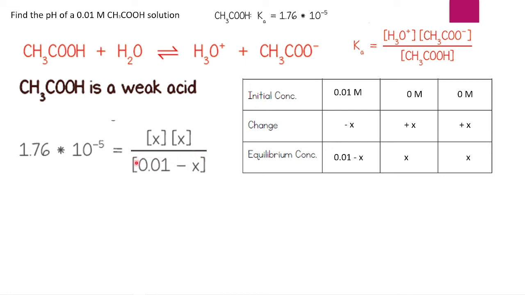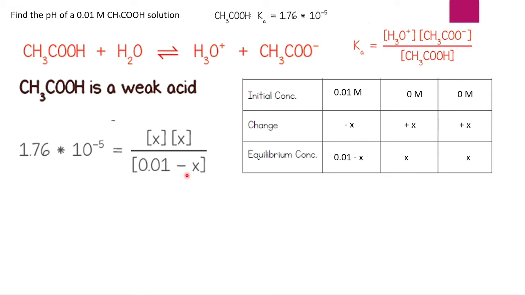Because this number here is small, we can assume that X is going to be smaller than that. So X is going to be negligible. X is going to be so small that if you minus it from 0.1 and round it, you're still going to end up with 0.1.